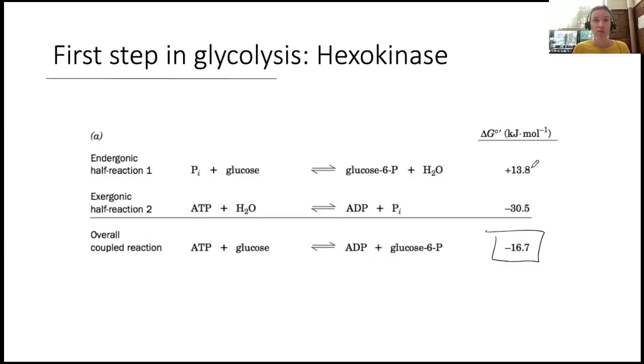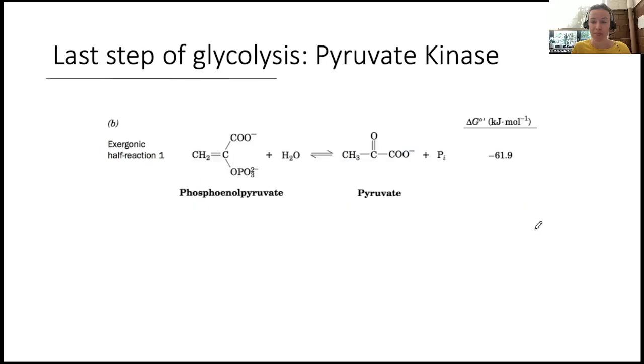Well, what if we couple this half reaction with the hydrolysis of ATP? Chopping ATP into ADP and phosphate releases 30 kilojoules of energy, which is more than enough to compensate for what we need to pop that phosphate onto glucose. So as long as the overall delta G is negative, the reaction proceeds, it's favorable and spontaneous.